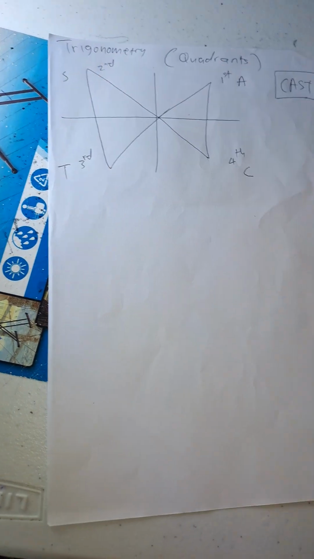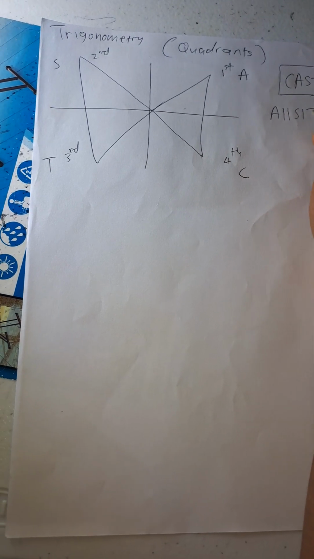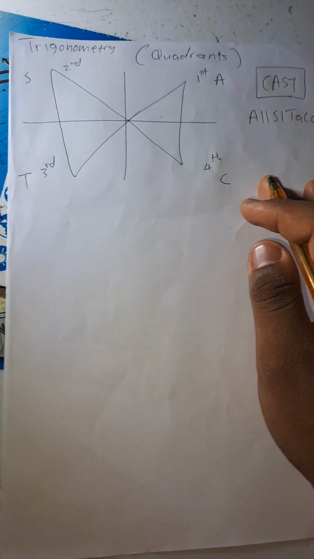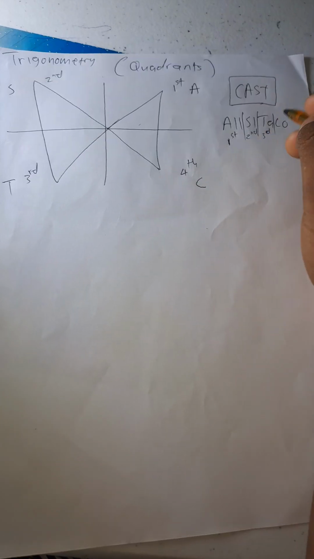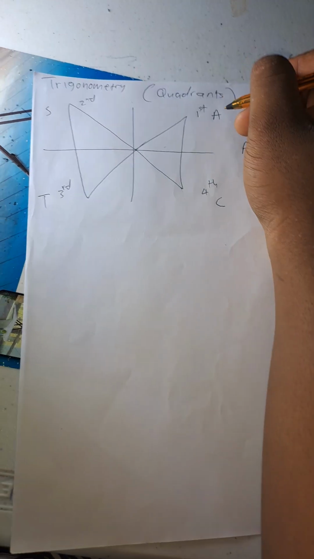This is the main name, but for you right now at your level, it is All Sin Tan Cos, ASTC. You see, it is separated. This is the first quadrant, second quadrant, third quadrant, and fourth quadrant.